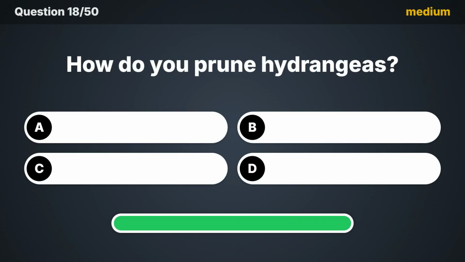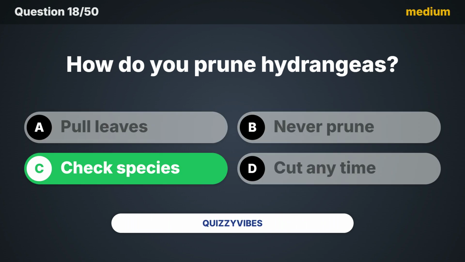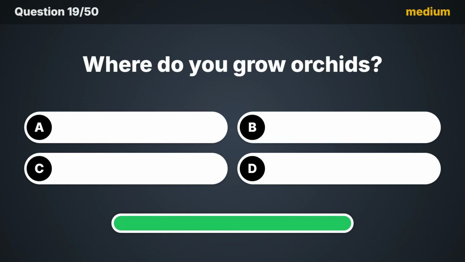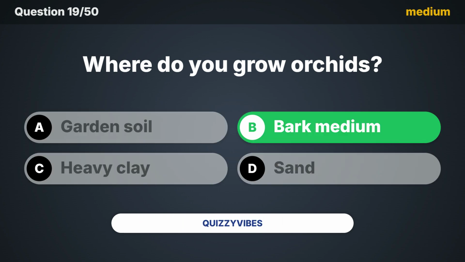How do you prune hydrangeas? Here is the answer: check species. Where do you grow orchids? Here is the answer: bark medium.